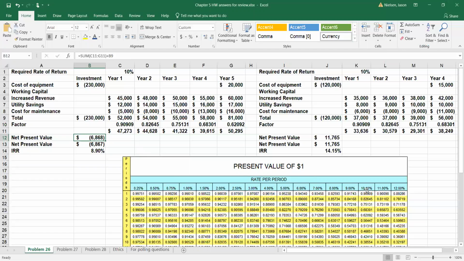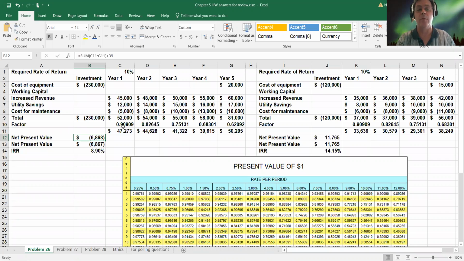So if you're going to change from 10 to 9%, instead of 0.90909, well, whatever, it's 0.91743. It's the one just over. And you'd have to change each one of those. So that's how you change the percentage if you use the factors from the table method.